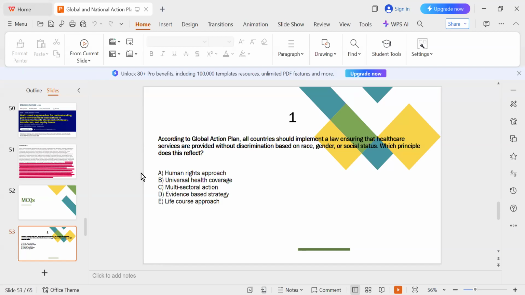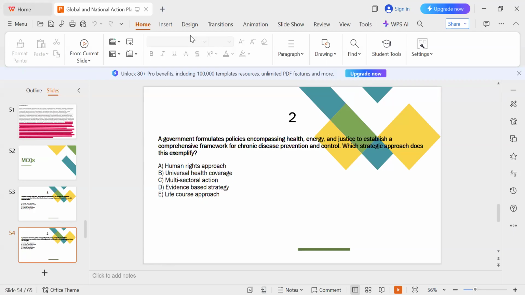The correct answer is alpha. A government formulates policies encompassing health, energy, and justice to establish a comprehensive framework for chronic disease prevention and control. Which strategic approach does this exemplify?